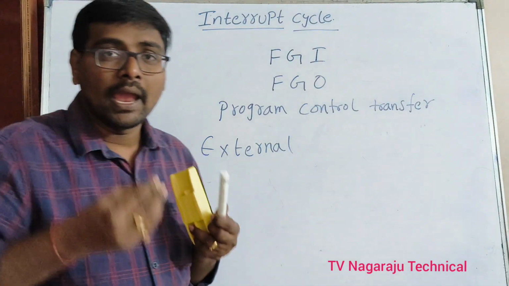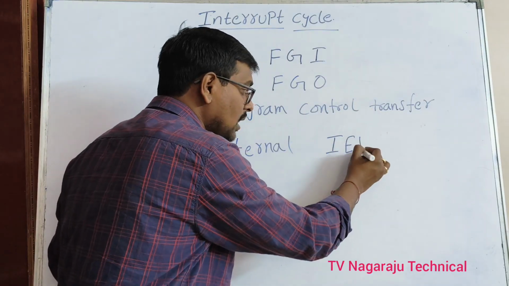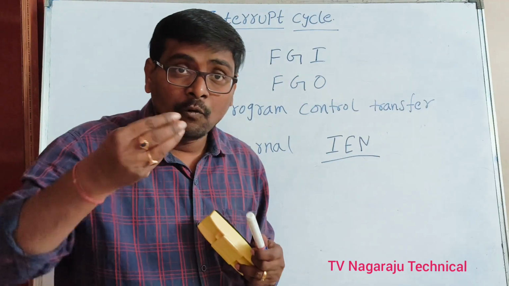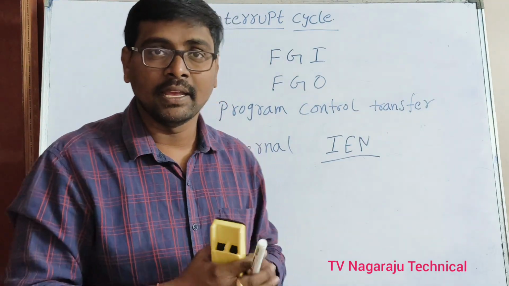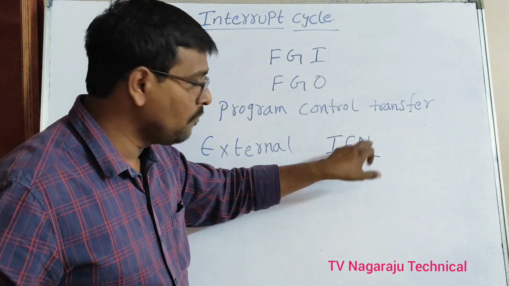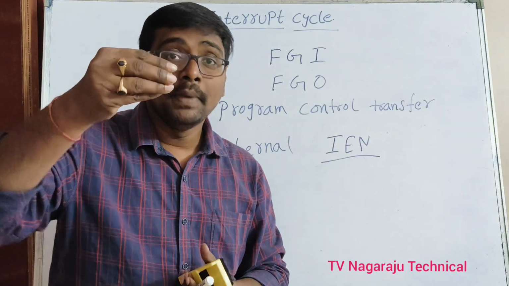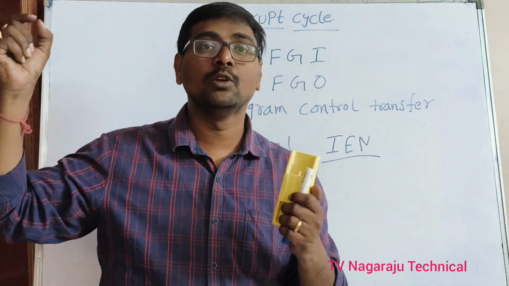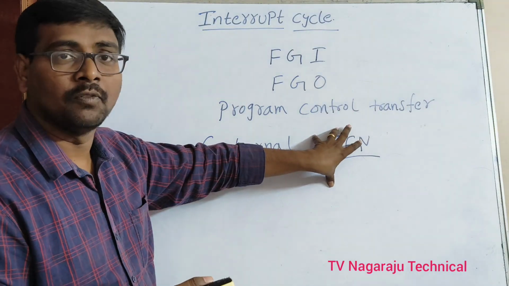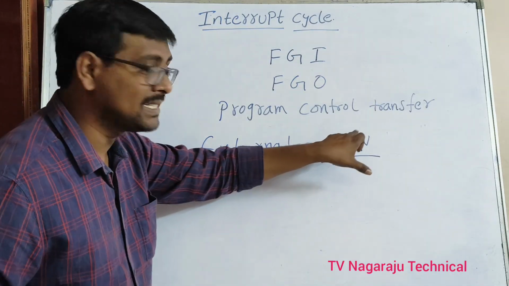That means I have one interrupt enable flip-flop. Assume the external interrupt flip-flop is named IEN. Whenever the data is ready, this IEN flip-flop interrupts the CPU. The data is ready. Meanwhile, the CPU executes its own operations. Clear? That means it saves a lot of time. Now, we will move to this external interrupt, that is IEN.